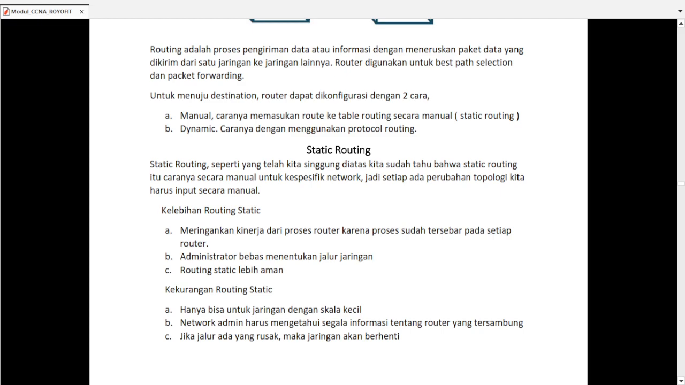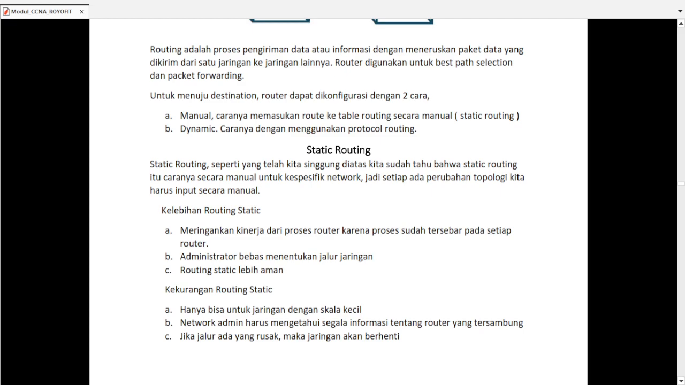A. Reducing the performance load on the router process because the process is already spread out over every router. B. Administrators are free to determine the network path. And C. Static routing is safer. Okay, that was the advantages.